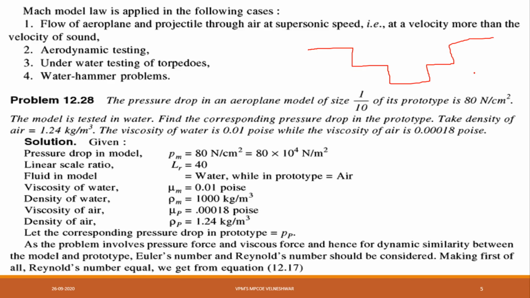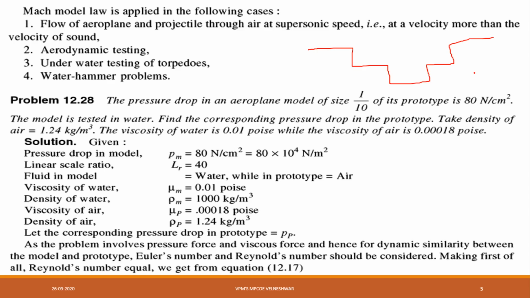The pressure drop in an aeroplane model of size 1 by 10 of its prototype is 80 Newton per centimeter square. He has not given the exact model value, he has given 1 by 10, and the pressure is 80 Newton per centimeter square. The model is tested in water. So which liquid is he using here? Water. Now find the corresponding pressure drop in the prototype.